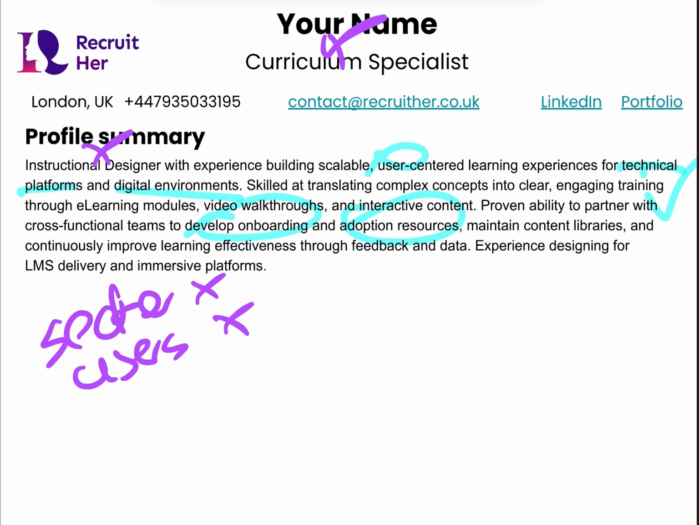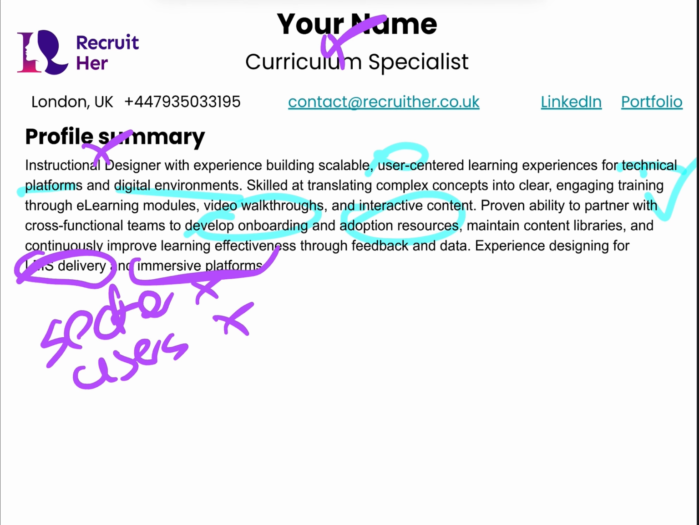Maintain content libraries and continuously improve learning effectiveness from feedback and data. Experience designing for LMS delivery and immersive platforms. I would like to know which ones. Okay, so they have done LMS delivery. I wonder which LMS and what sort of delivery. For me, this profile is more about adult learning and creating content for adults rather than young learners. So I think that sector and users is not there.